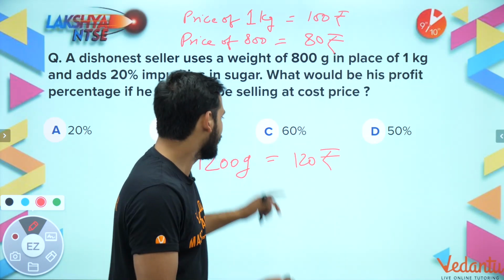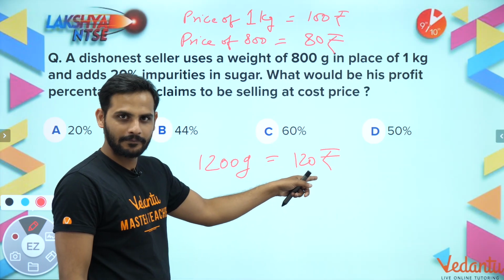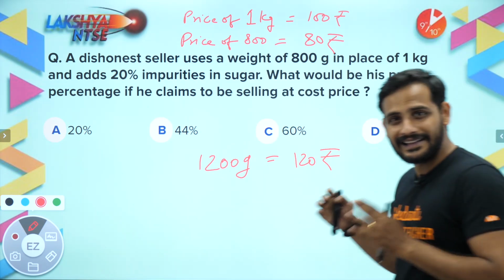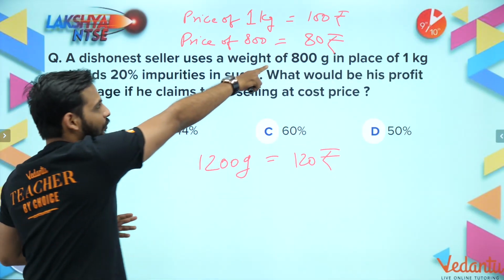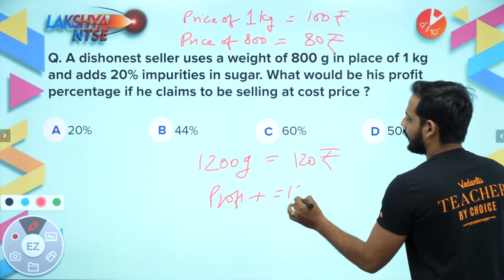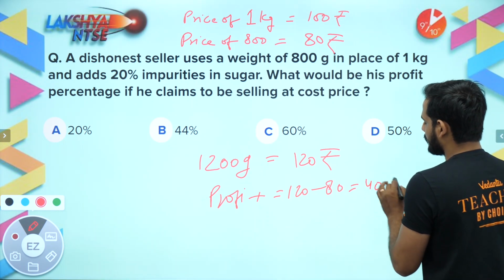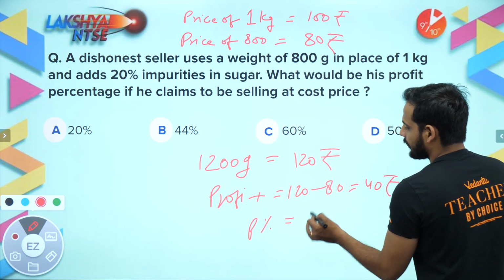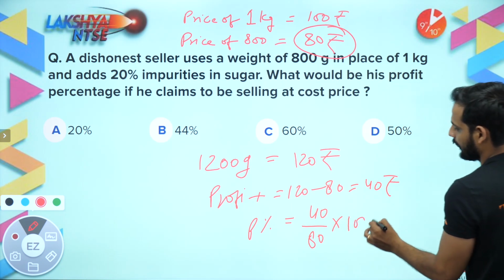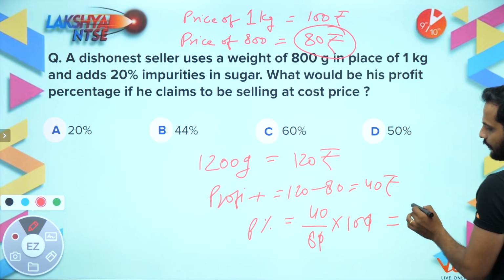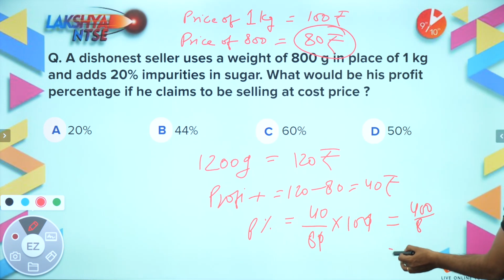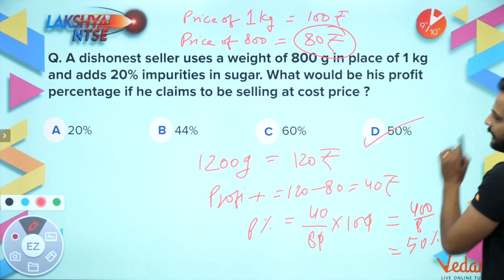That is the measure. So when he is selling 1.2 kg of sugar, he is selling this at 120 rupees, but in reality how much sugar is he giving? Only the sugar of 80 rupees. So the profit I can say is 120 minus 80, which is 40 rupees, right? So profit percentage will be 40 rupees over the cost to him, 80, into 100. Okay, so you'll be getting 400 by 8, which is equal to 50%. So option D is the correct answer.